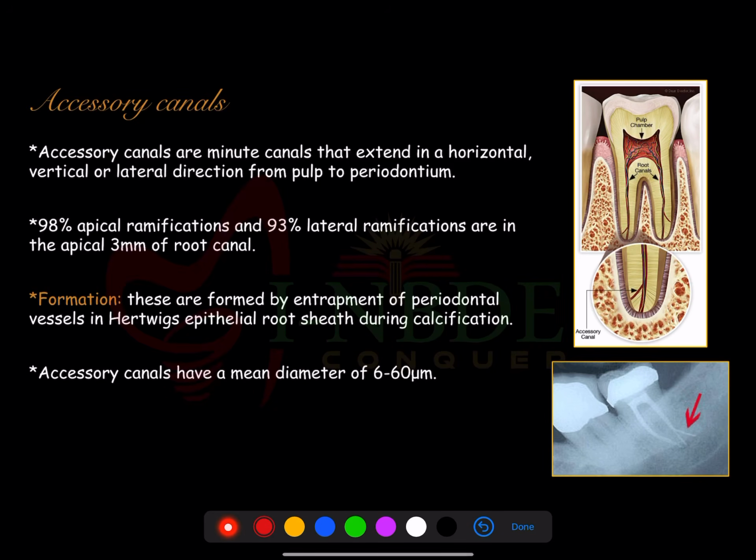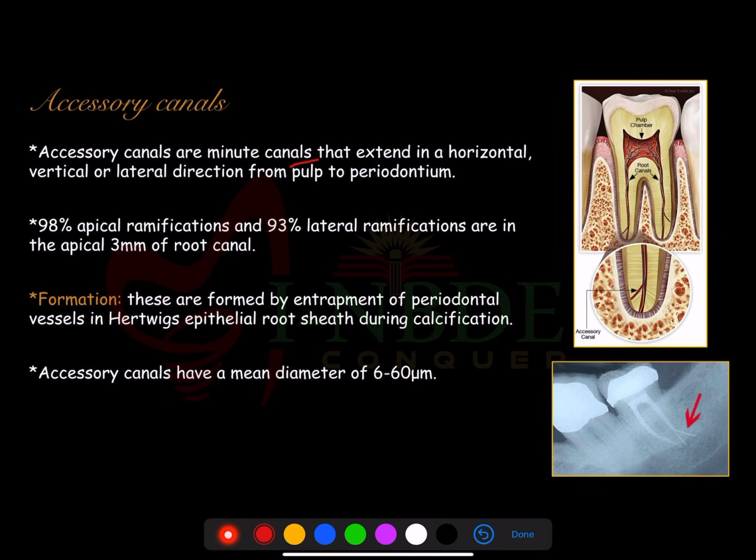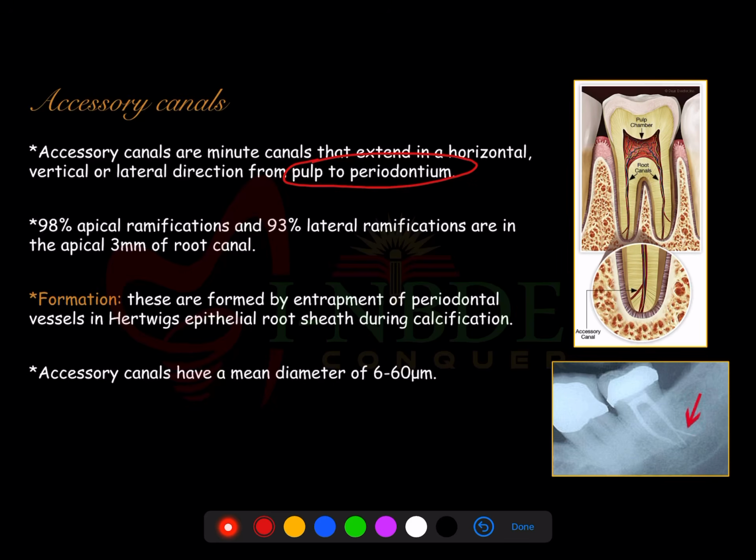The next are the accessory canals. Accessory canals are extra canals. You can see all these minute extra canals. These are minute canals that extend horizontally, vertically or laterally from the pulp to the periodontium. Make a note that 98% of apical ramifications and 93% of lateral ramifications are present in the apical 1/3. So this is the apical 1/3 area where you see lots of ramifications.